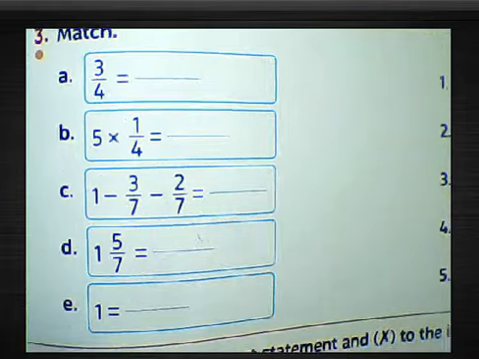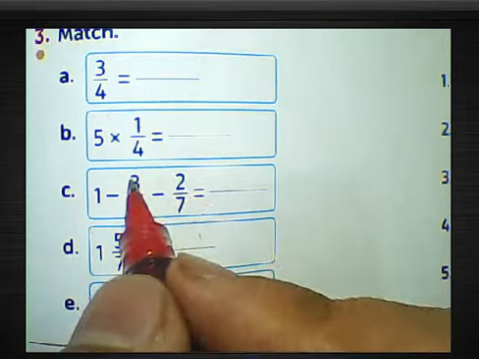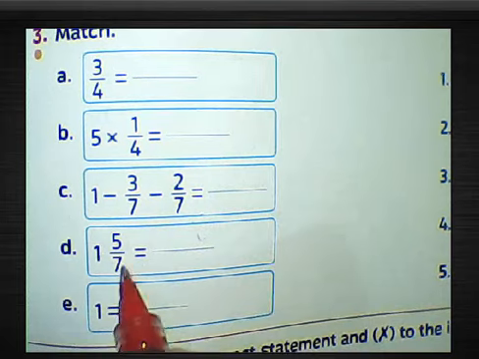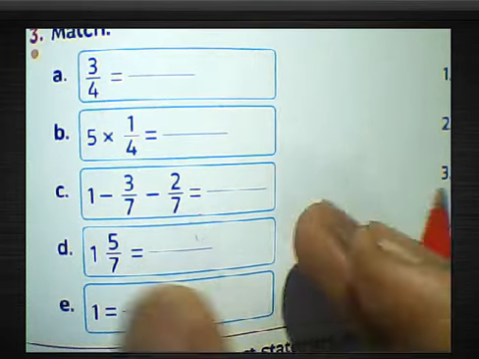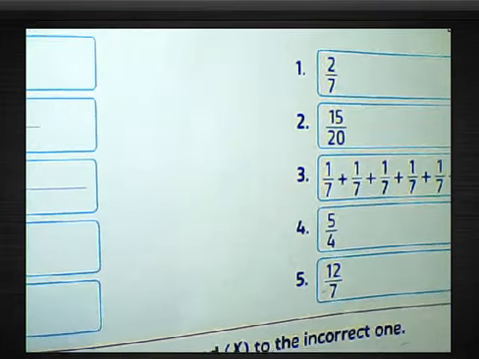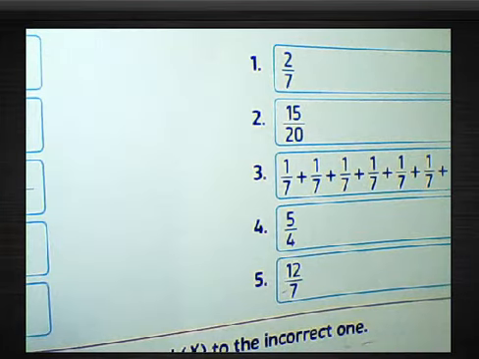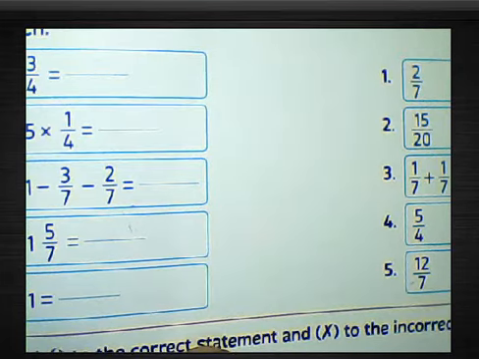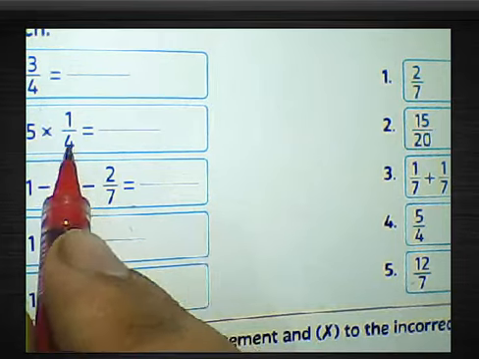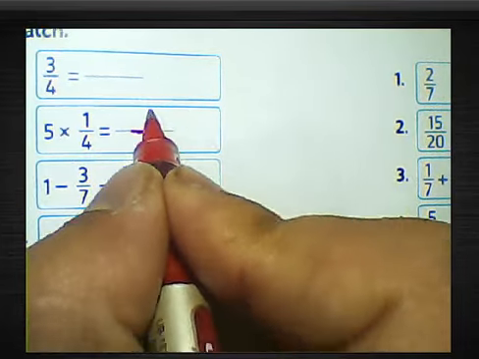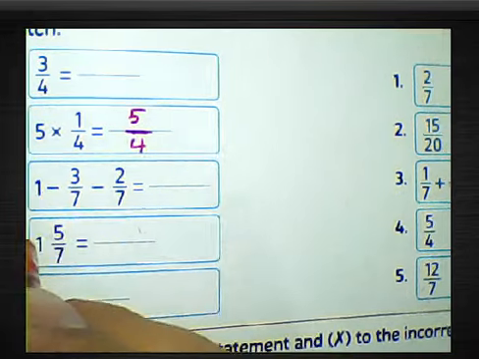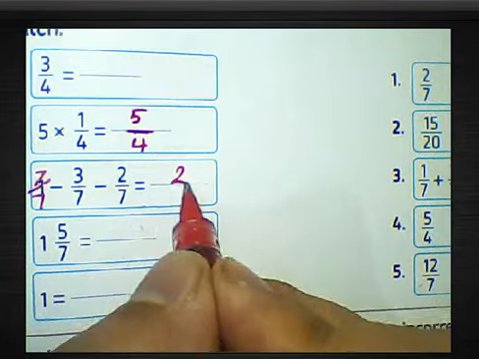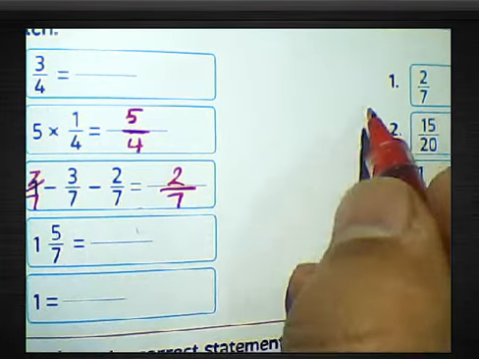Match here 3 over 4 and 5 times 1 over 4, and 1 subtract 3 over 7 subtract 2 over 7, 1 and 5 over 7, the right hand side and the left hand side. Look at this example, 2 over 7. We can find the result first: 5 times 1 over 4 will be 5 over 4, okay? And in this example, 1 will be 7 over 7. 7 minus 3 equals 4, 4 minus 2 equals 2. The result will be 2 over 7. We will choose number 1.